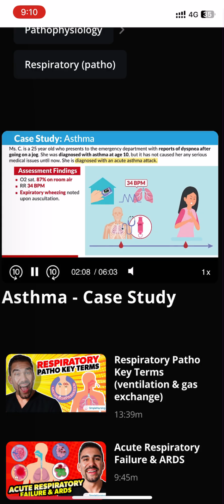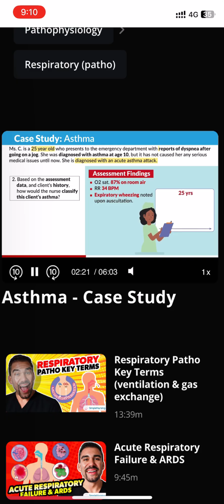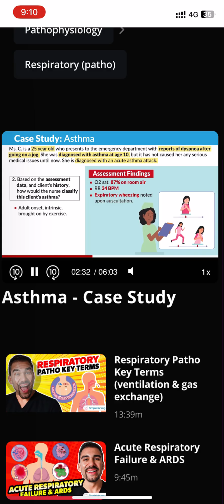Okay, now for the question. Question number 2, based on the assessment data and the client's history, how would the nurse classify this client's asthma? Okay, let's look at the key points in the question. The client's 25. She reports dyspnea, that shortness of breath, after jogging, that light run, and an asthma history from 10 years old. So this would be classified as adult onset intrinsic brought on by exercise. Now, I know that the client was diagnosed at 10 years old, but the current attack happened at 25 years old. So now she's an adult.